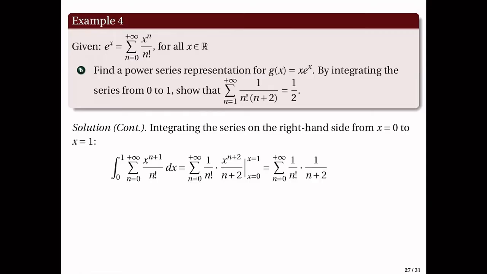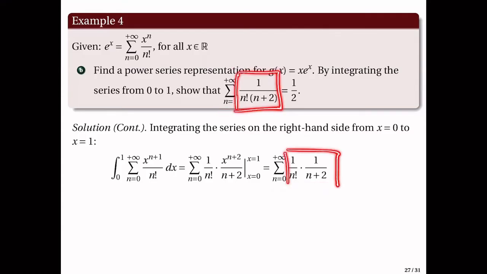So observe here that we are being asked to show that the summation from n equals 1 to positive infinity of 1 over n factorial times n plus 2 is equal to 1/2. Okay, so ibig sabihin ang sum ng series of constant terms na ito ay 1/2. Okay? So to show this, i-compare lang natin itong series na ito doon sa series na na-obtain natin. So observe that pareho naman yung terms nila.